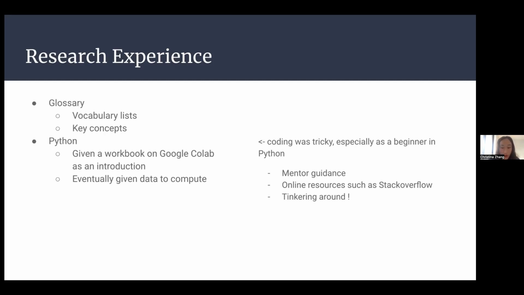This part was probably the most difficult aspect of my research, but I was able to tackle these obstacles through resources such as consulting my mentor, online resources such as Stack Overflow, and just tinkering around with my code. I found that sometimes things just click and you find where it went wrong.